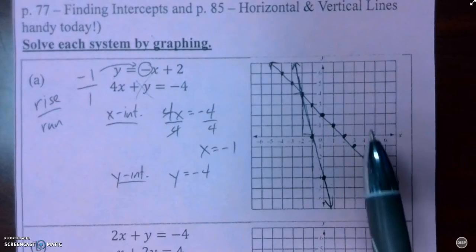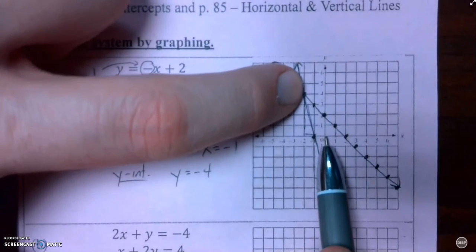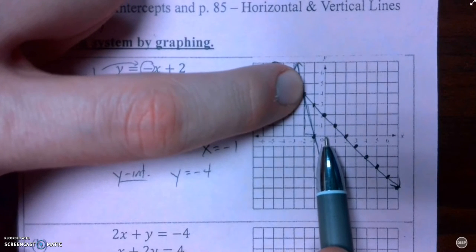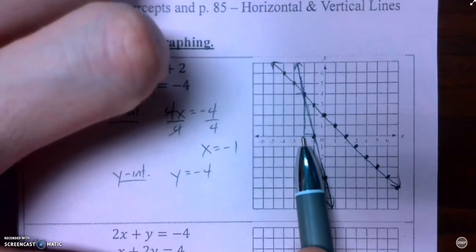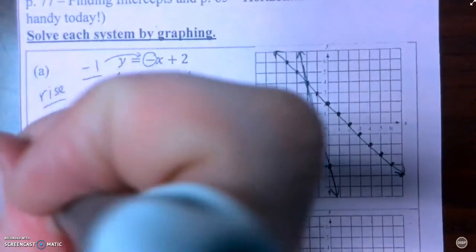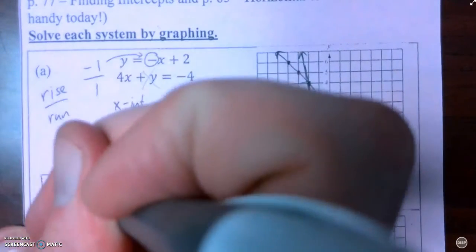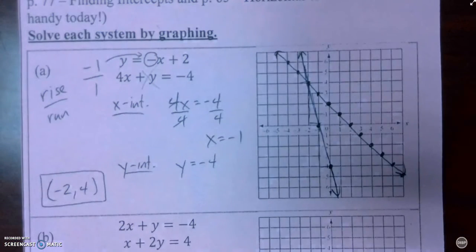So just like we practiced yesterday and discussed in the opener this morning, from the origin I need to count to this point. I need to go left, right first. So back to negative 2, and then up to 4. The solution is negative 2, 4. One down, 2 to go.